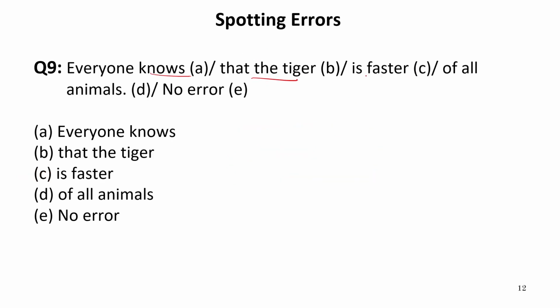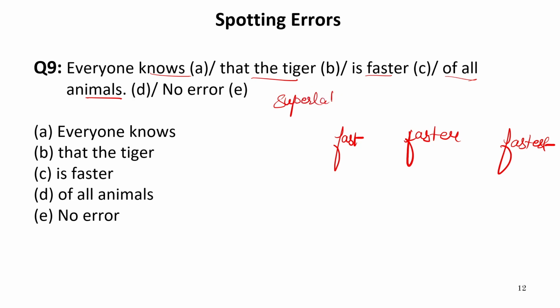Everyone knows that the tiger is faster of all animals. Now, whenever we compare one to all, we always use the superlative degree of adjective. So, we have an adjective fast. This is the positive degree of adjective. Comparative degree is faster and superlative degree is fastest. As we are comparing one to all, we need the superlative degree. So this faster should be replaced with fastest. So the error is in part C. So our answer is C. This is again very simple.